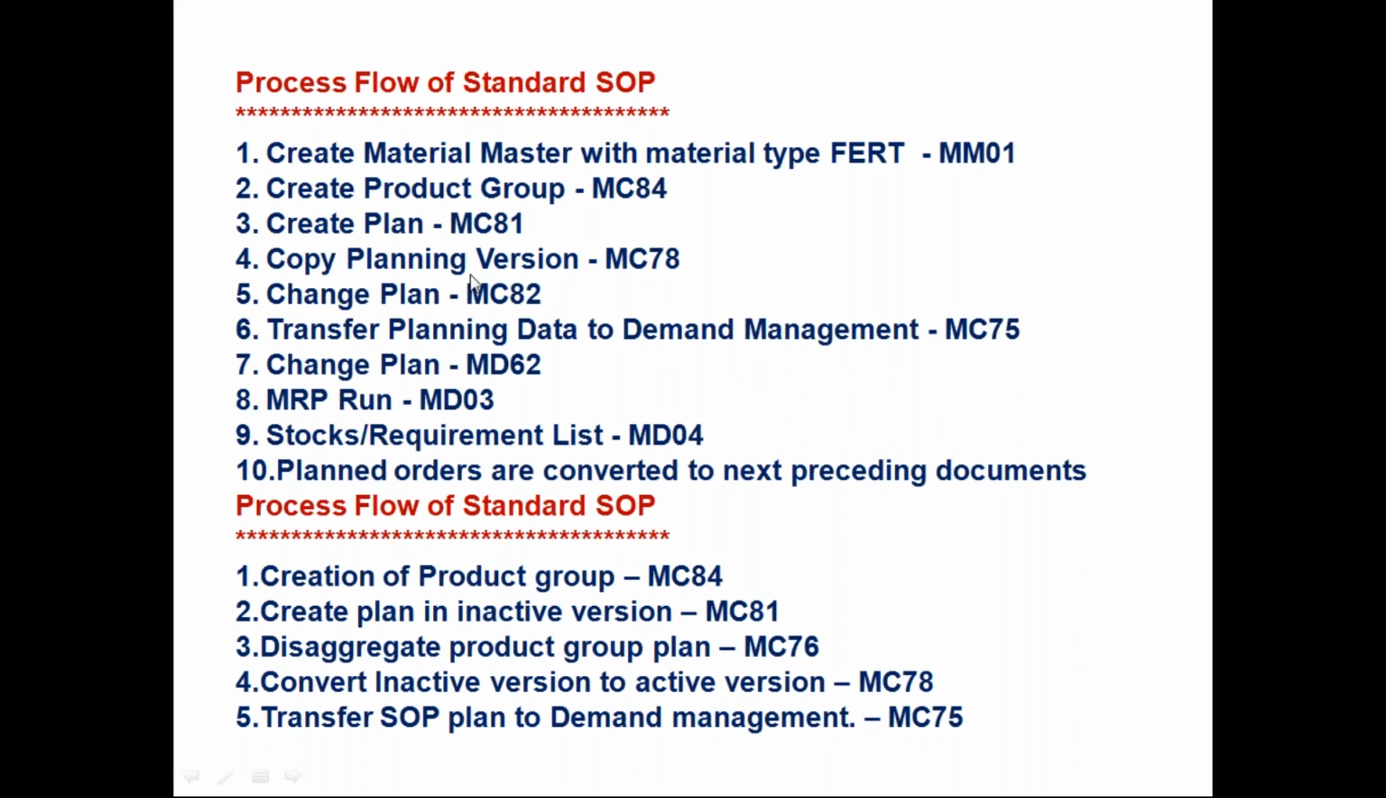But one thing to remember: once you create a material master for finished material, before creating a product group, you need to maintain all the master data related to your production planning, like bill of material, work center, and routing. Then only you go to create a product group, then create a plan, copy the sales plan to the production plan, then synchronize it, transfer the requirements from planning data to demand management, then go to change independent requirements, run MRP, then from MD04 you can convert the planned orders to the next preceding documents.